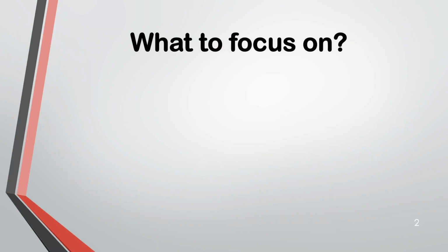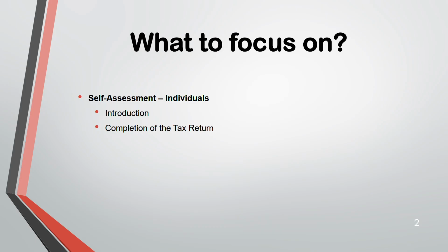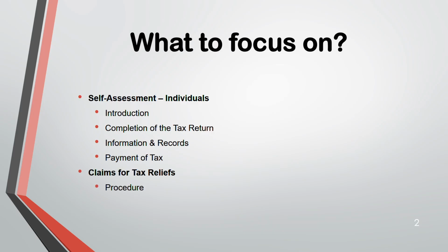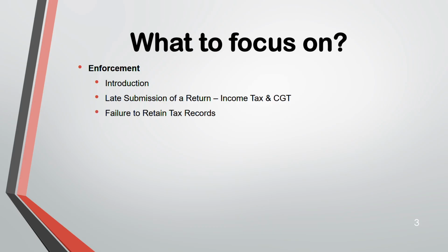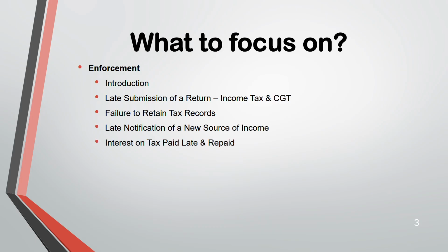So now, under this lecture, we are going to go through the tax return, information and records an individual must retain, the payment of tax, how do you claim for the tax relief, what is the procedure, the time limit, and enforcement when there's a late submission of a return, whether it's income tax or CGT. Failure to retain the tax records. What happens when you are late to notify a new source of income? Interest on tax that is paid late and repaid.